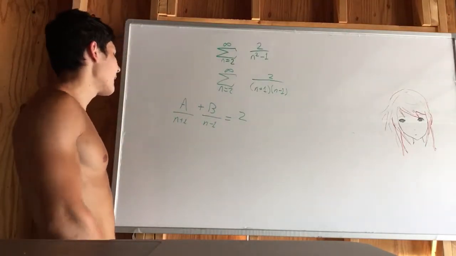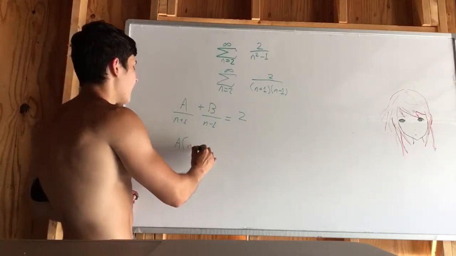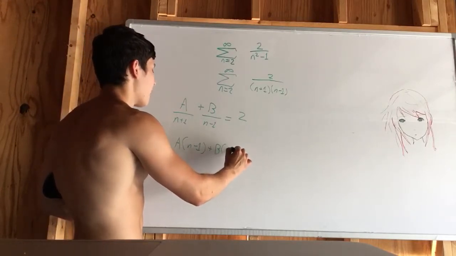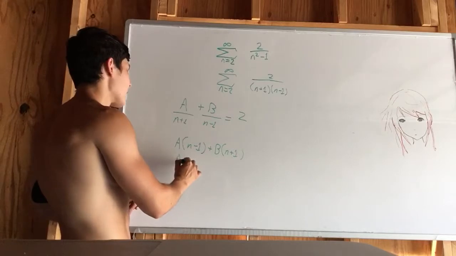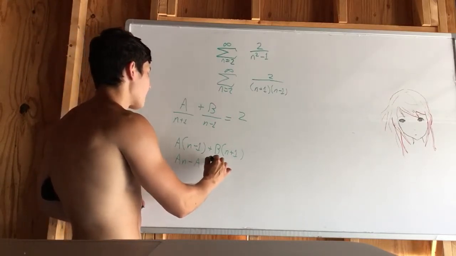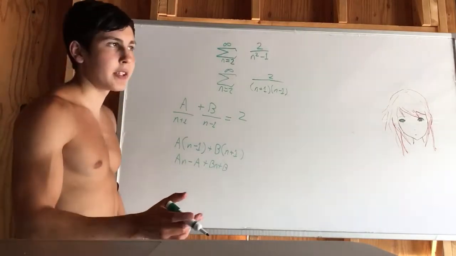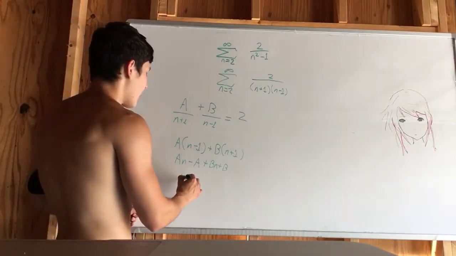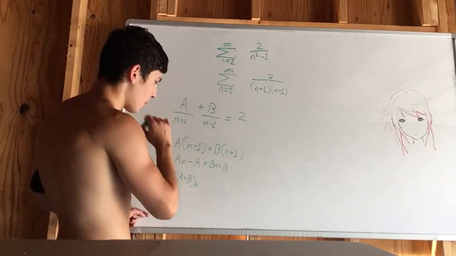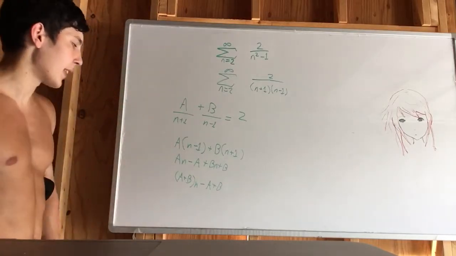So this is what we have. Now we can cross multiply: A times n minus 1 plus B times n plus 1. We distribute. This is going to give us An minus A plus Bn plus B. Now we can get the terms that have n together. That would be A plus B, which have an n, and then minus A plus B don't have an n.